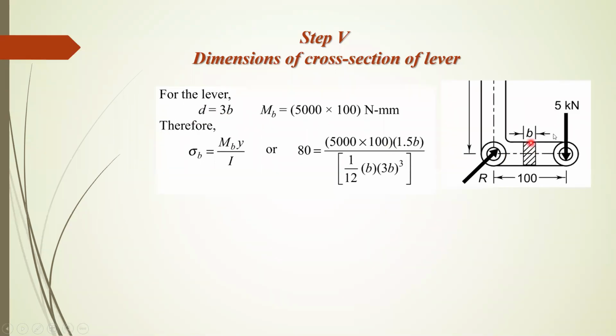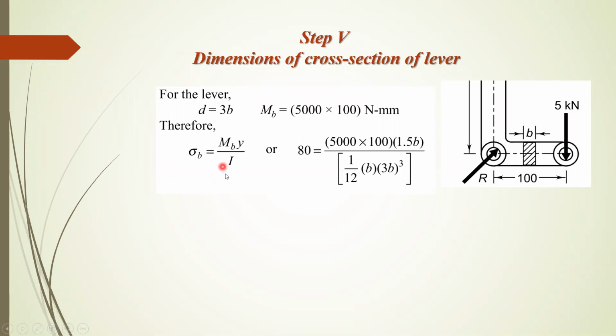How to calculate the bending moment? The bending moment at this point is 5 kilonewton multiplied by this length 100, right? So 5000 multiplied by 100 will be the bending moment. And y is the farthest distance from the neutral axis. Here is the neutral axis. So the farthest distance is d by 2, and d is equal to 3 times b, so it is 1.5b. That is y, the farthest distance.